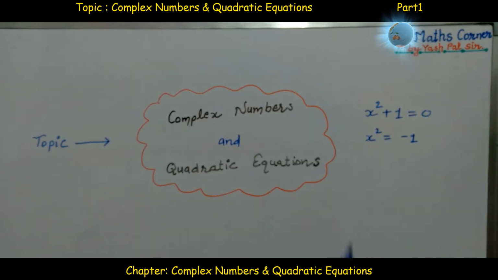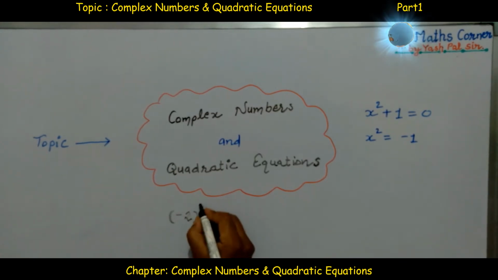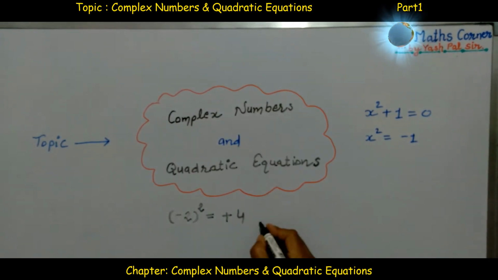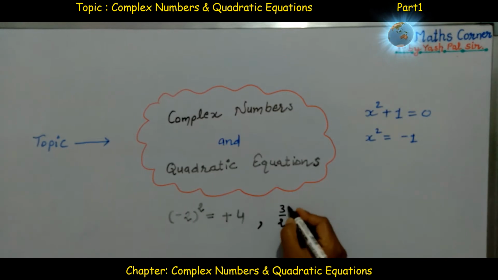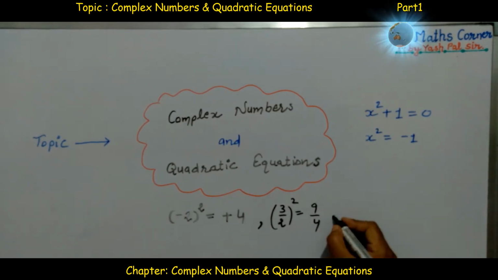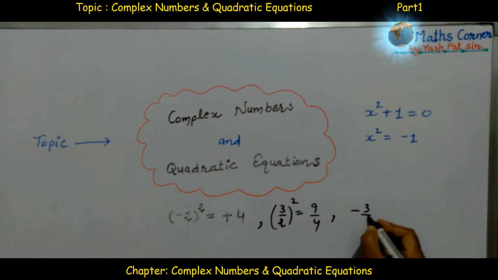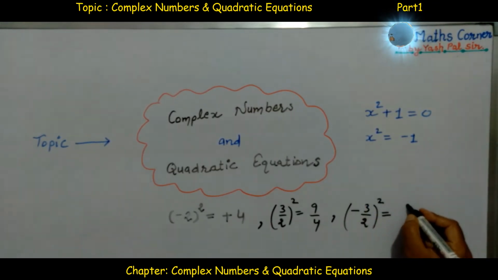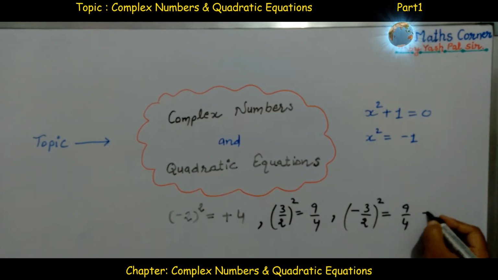Now let us see a few examples. Suppose I take a real number, minus 2. What is the square of this real number? Of course the answer is plus 4. Again, if I take another real number, suppose 3 by 2, its whole square is 9 upon 4. One more example: minus 3 upon 2, its whole square. Then of course again the answer is 9 upon 4, etc.